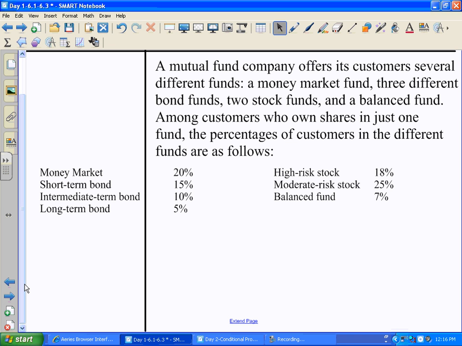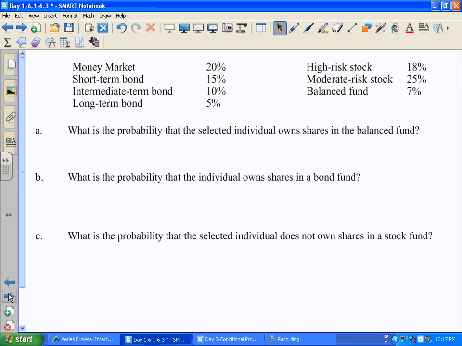A mutual fund company offers its customers several different funds: a money market fund, 3 different bond funds, 2 stock funds, and a balanced fund. Among customers who own shares in just one fund, the percentages of customers in the different funds are as follows. So this is just a list of data. This is people who own stuff. I think this one's easier.